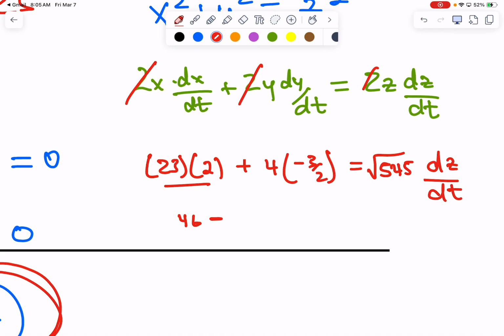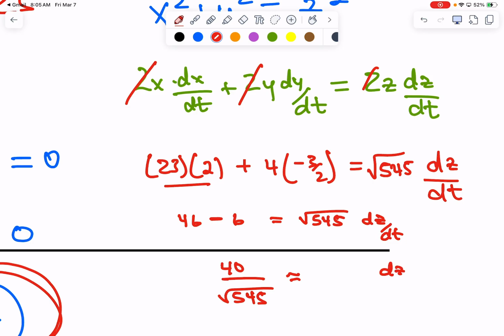2 goes into 4 2 times. That'll be 6, right? Is that correct? So dz/dt is just going to end up being 40 divided by the square root of 545. And if you type that in, what do you get for dz/dt? 1.7.